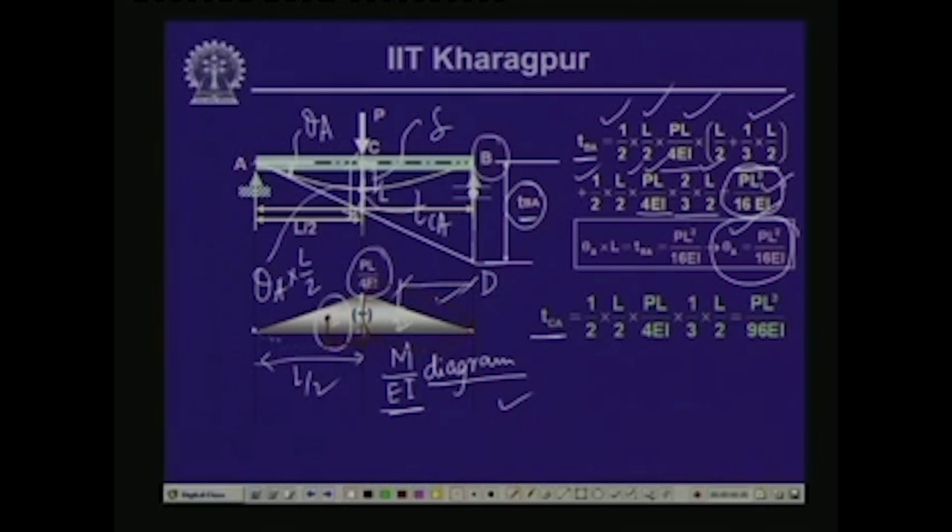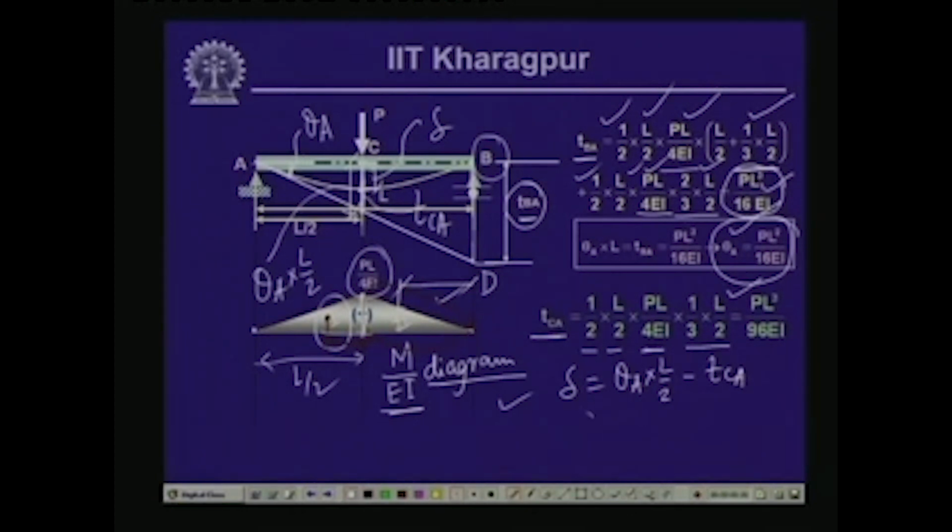So, the area of the M by EI diagram between A and C is half times L by 2 times PL by 4 EI, and if we take the moment of this particular area with respect to point C, its distance is 1/3 of L by 2, and this gives us a value of PL cube by 96 EI. So, the value of delta, as I said, is equal to theta A multiplied by L by 2 minus TCA.